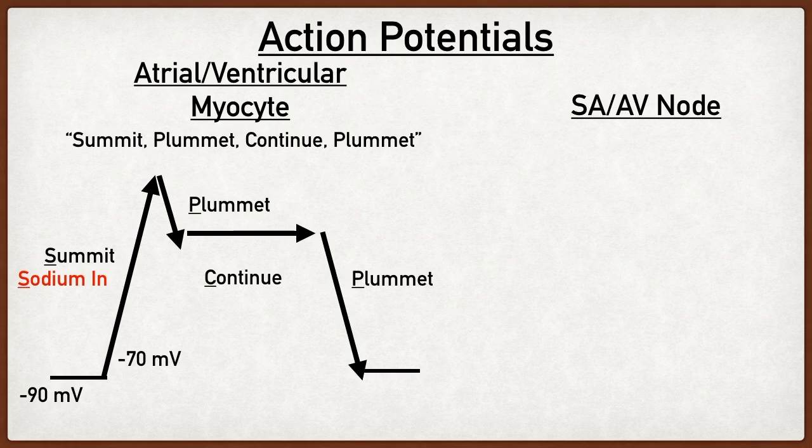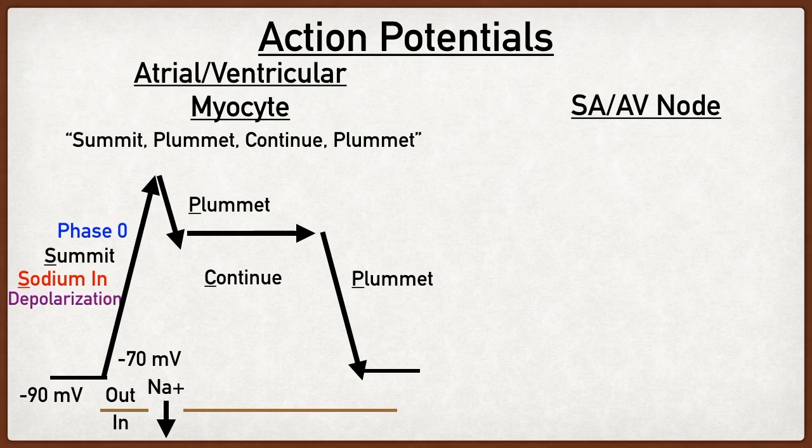And that's exactly what occurs during phase 0 of the action potential. When the voltage across the cell membrane meets that threshold of minus 70 millivolts, this will open sodium ion channels, leading to an influx of sodium into the cell. This will make the cell more positive, and this is referred to as depolarization.